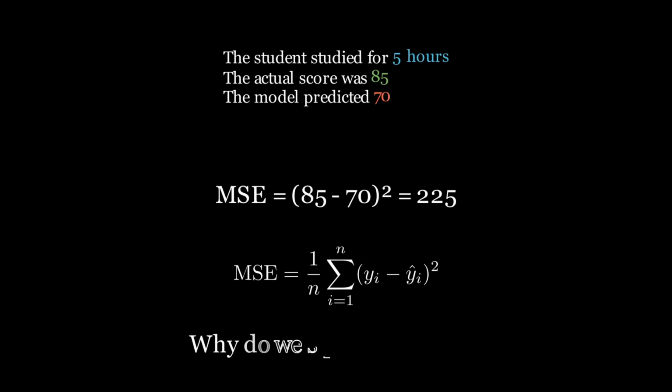Why do we square the error? There are two main reasons. The first reason is that all errors become positive, so underpredictions and overpredictions don't cancel each other out. And the second reason is that the big mistakes get punished more. Squaring amplifies large errors more than the small ones. This helps the model focus more on fixing the biggest problems.